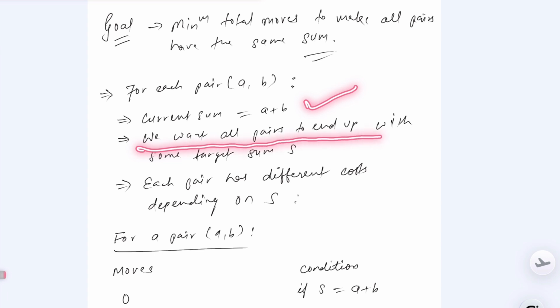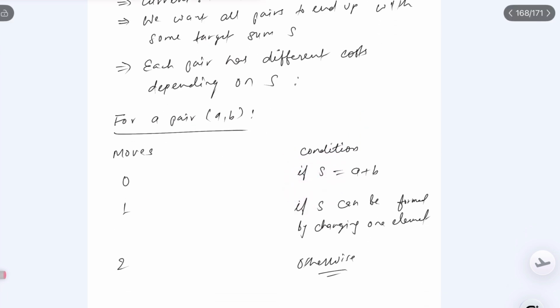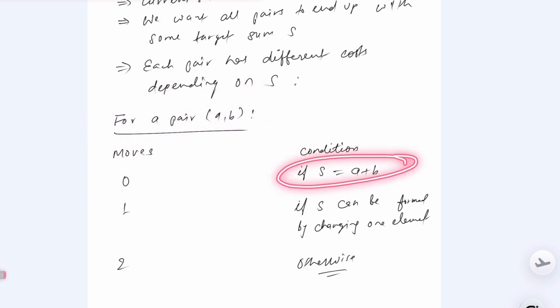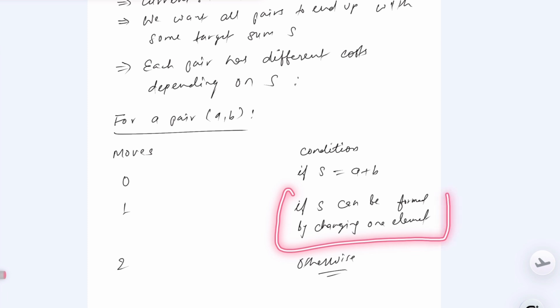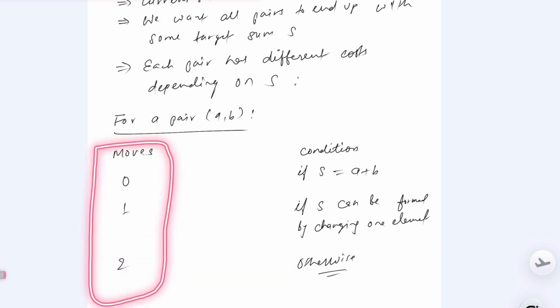So we want all the pairs to end up with some total target, and each pair has a different cost depending on S. So how will we find the moves? In move 0, initially we check if S equals A plus B. Fine, then let's move to the next move, one. We check if S can be formed by changing one element, otherwise we go for the other cases, and these types of moves will increase.